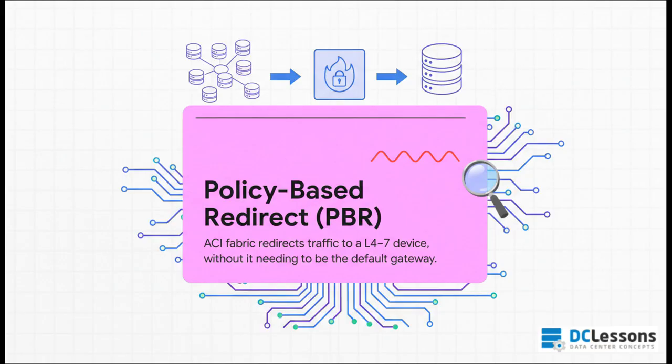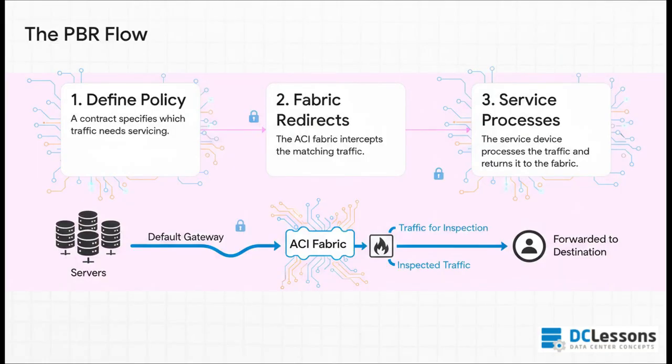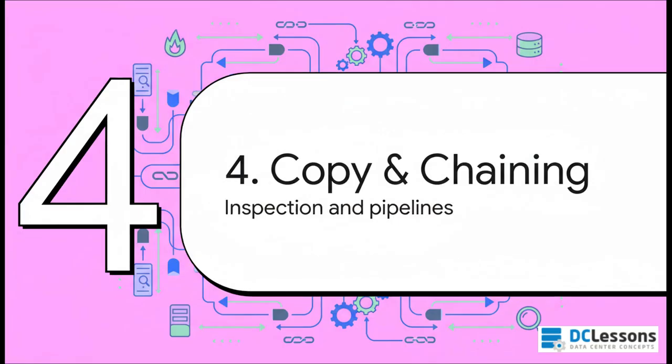You just create a policy that says, hey, anytime the web servers talk to the database servers, I want you to send a copy of that traffic to the firewall for a checkup. That's it. And the flow is just so elegant. First, you define your policy, which in ACI speak is called a contract. Then, when the fabric sees traffic that matches that contract, it just intercepts it, it detours the traffic over to the firewall, the firewall does its thing, and then hands it right back to the fabric to continue on its way. It's completely seamless.